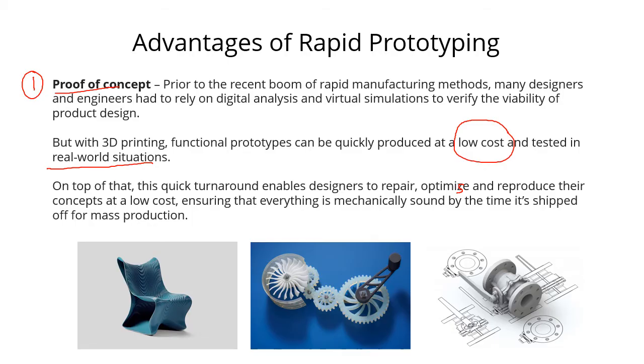As well as that, because you can do this quite quickly, your product could be printed in a number of days. You could repair it, you could optimize it, you could change it to make sure that it is mechanically sound. I like that, mechanically sound, before you send it off to be mass produced. So you've eradicated any problems with it before you send it off to be produced. Okay, so that's a big advantage of rapid prototyping.